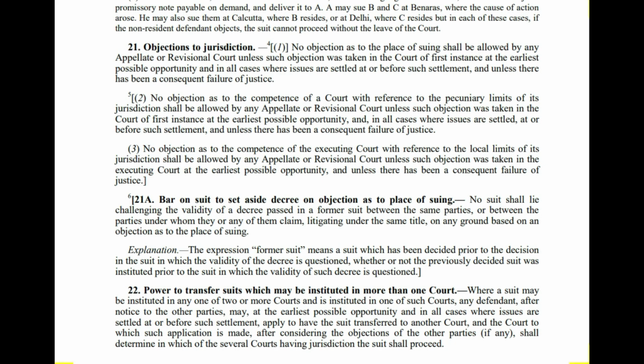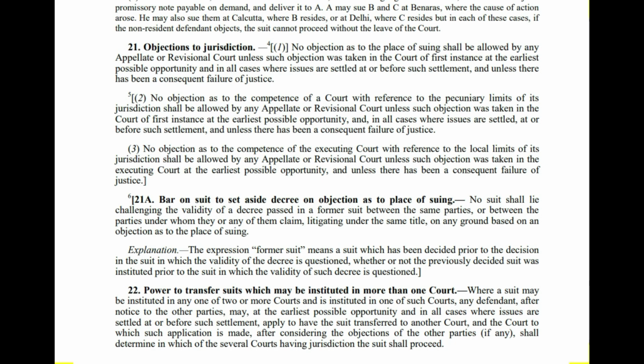Now in 21 subsection 1, it says that a person has to raise his objection at the first instance itself with respect to the jurisdiction. If he does not do so, he will not be permitted to raise this objection in the appellate or revisional court. However, there are certain exceptions to this. If there is a failure of justice if this is not allowed, in that case, the appellate or revisional court can entertain the objection with respect to the jurisdiction. However, any objection with respect to the jurisdiction should be taken at the first instance and before the settlement of issues.